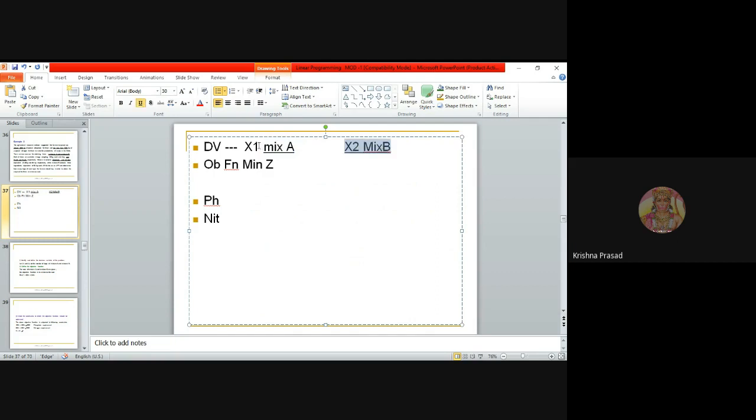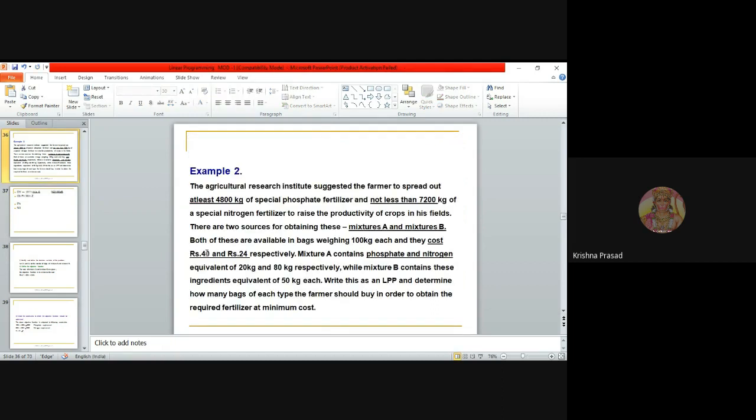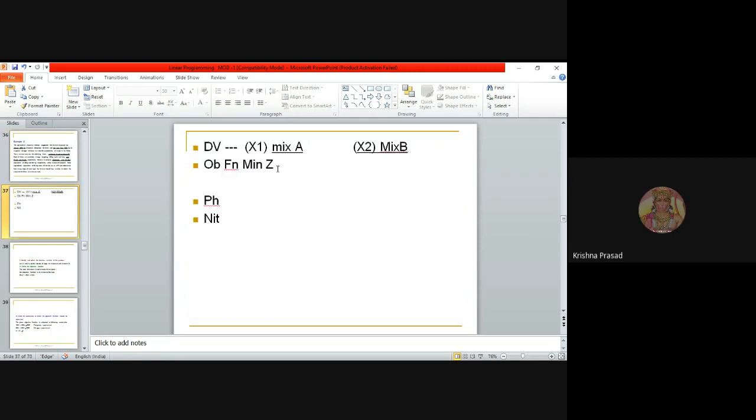Okay. X1 and X2, let us keep it in bracket. And what is the total cost for mixture A? Please tell. Total cost for mixture A. 40, sir. For mixture B, 24. So I write it here like this. Please see the screen. 40 below mixture A and 24 below mixture B.